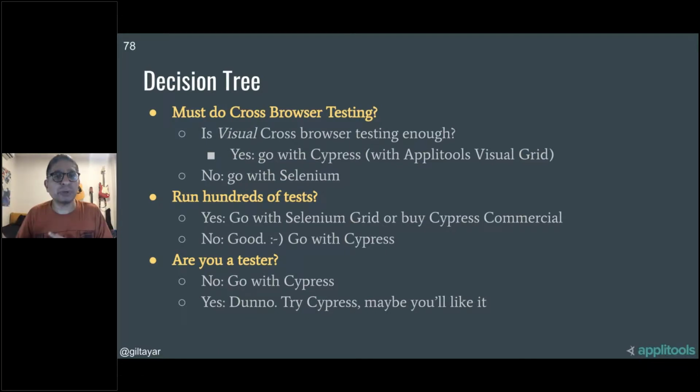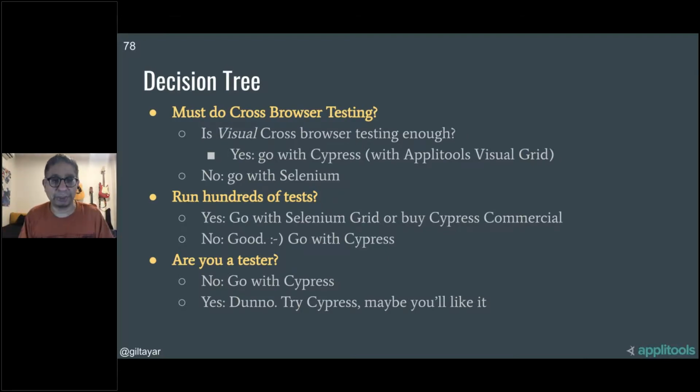So is visual cross-browser testing enough? Go with Cypress. Cypress is a great tool. Use the Applitools Visual Grid or whatever solution you want for visual testing. If not, if you have to do cross-browser testing, go with Selenium. Don't think about Cypress. Are you running hundreds of tests? Go with Selenium Grid, or use the Cypress commercial offer that enables you to run hundreds of tests in a grid of their own. You're not running hundreds of tests?